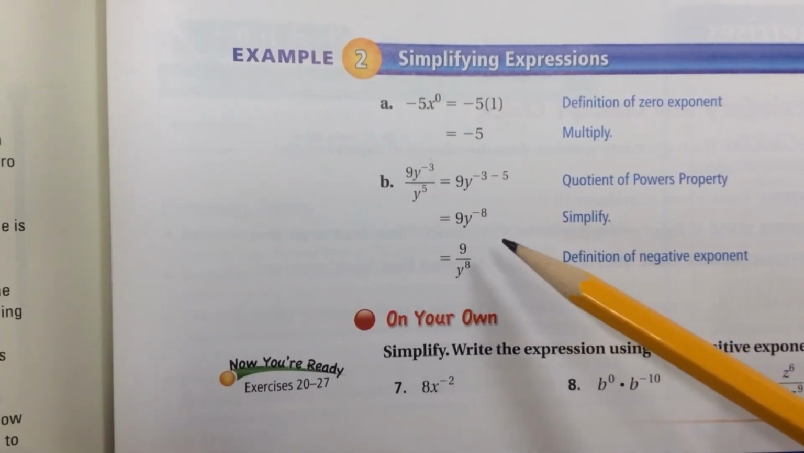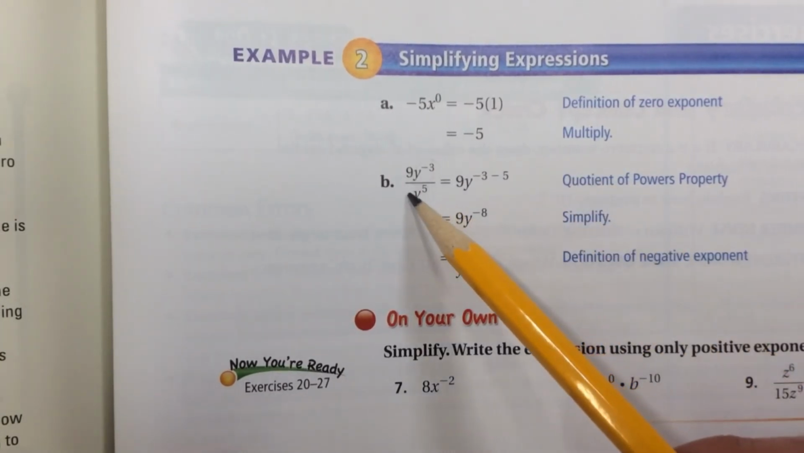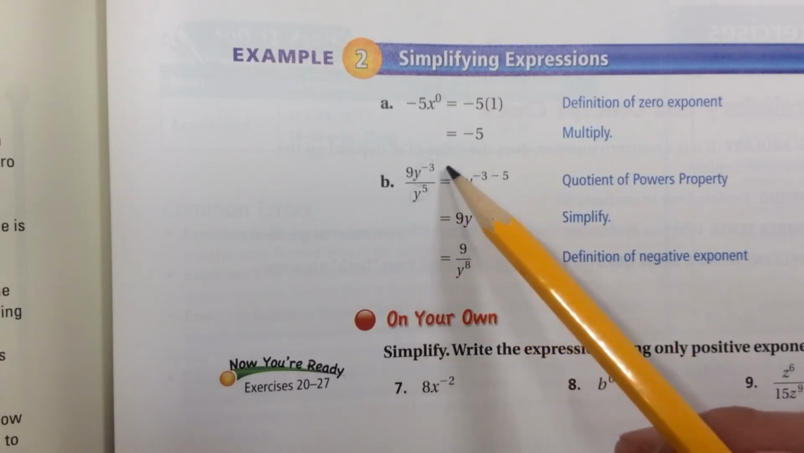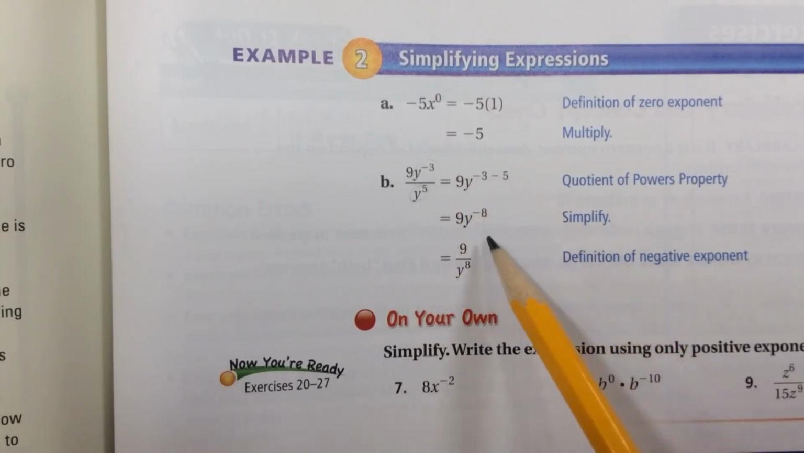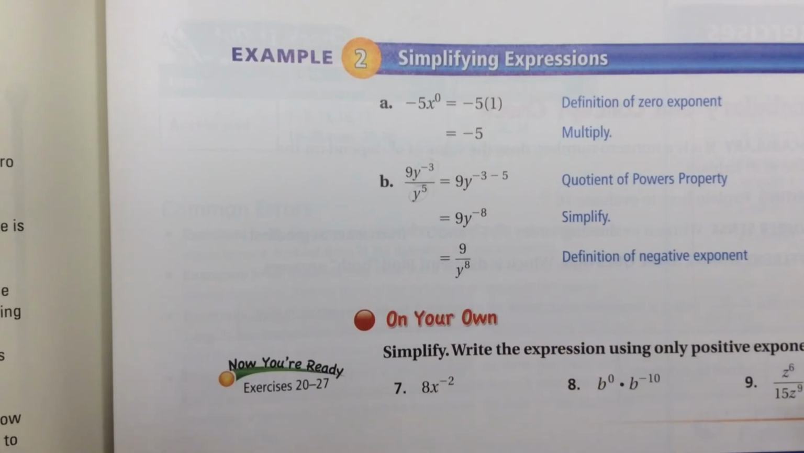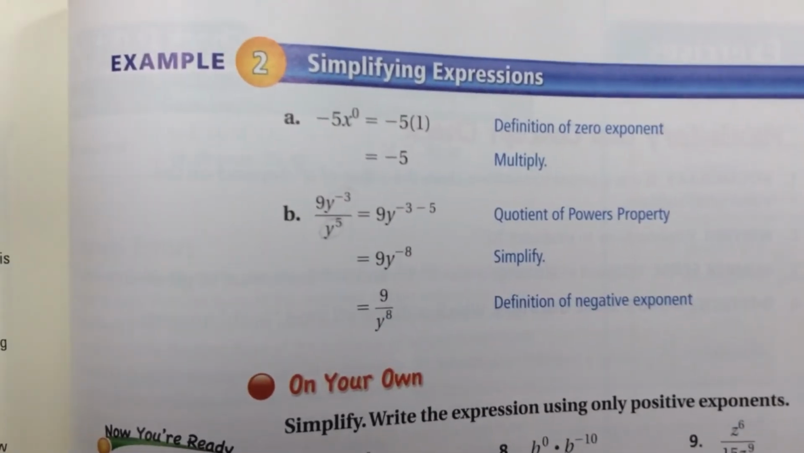They brought the y to the 5th up top to make it y to the negative 5th, combined them up on top, and then brought them down. Either way, you get 9 over y to the 8th power. Okay? Let's try those on your own, starting with number 7.